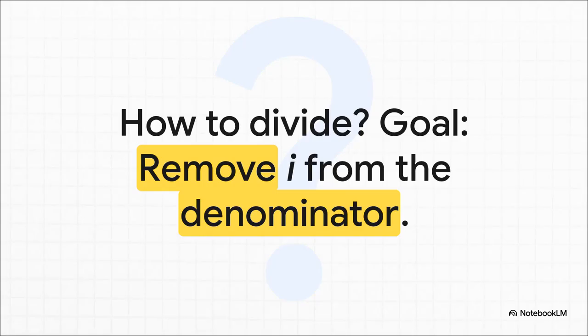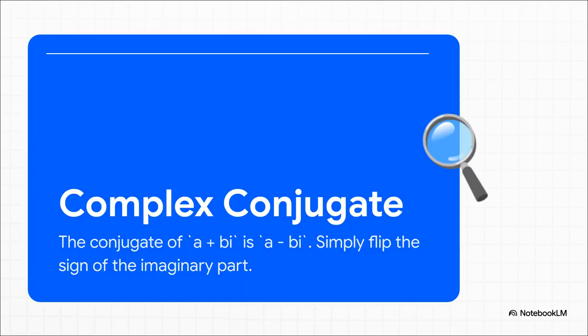We have an i in the denominator, the bottom of the fraction, and our final answer has to be in that clean a plus bi format. To get there, the bottom of the fraction has to be a plain old real number. So the big question is, how in the world do we get rid of that i? Well, the special tool for this job is called the complex conjugate, and it sounds fancy, but it is so simple. To get the conjugate of a number, you just flip the sign of the imaginary part. That's it. So the conjugate of a plus bi is a minus bi.